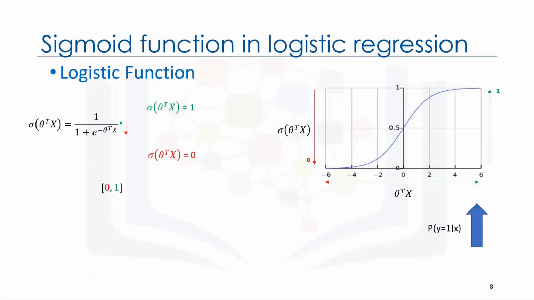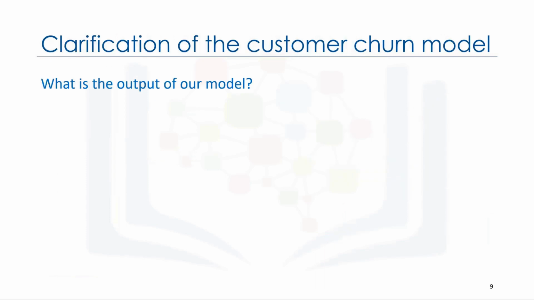probabilities. It is obvious that when the outcome of the sigmoid function gets closer to 1, the probability of y equals 1, given x, goes up. And in contrast, when the sigmoid value is closer to 0, the probability of y equals 1, given x, is very small. So what is the output of our model when we use the sigmoid function?